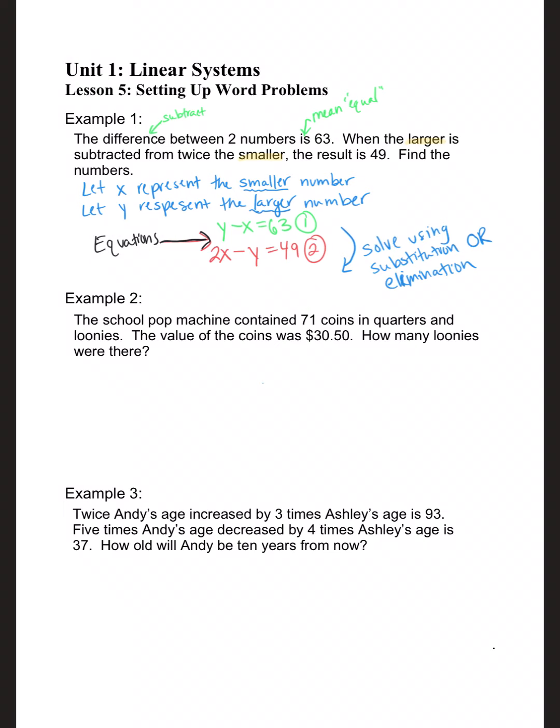The school pop machine contained 71 coins in quarters and loonies. The value of the coins was $30.50. How many loonies were there? Again, we have to look through the word problem and see what things are unknown. They're talking about coins, in particular quarters and loonies. So we're going to give a variable to each of those things. In this case, let's let the first letter of each type of coin represent that coin.